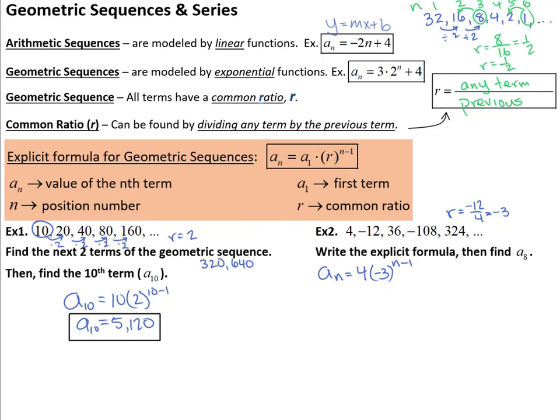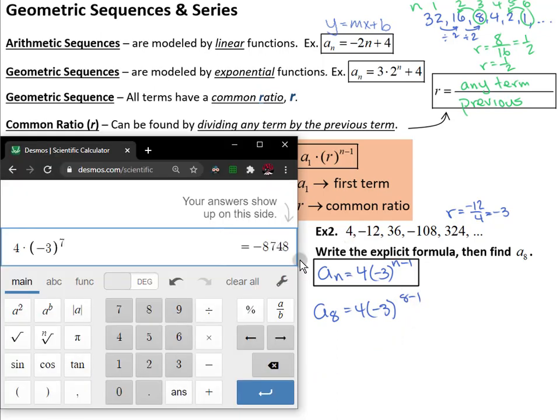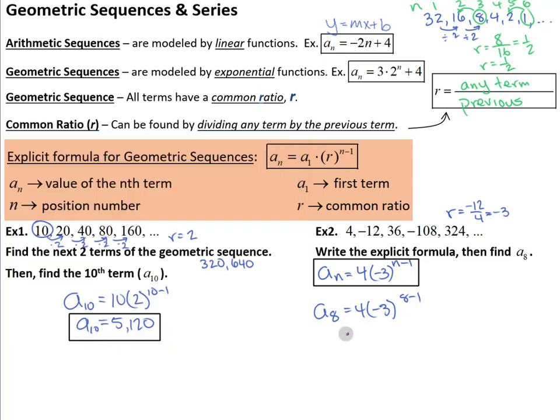So this is the explicit formula. Now we need to find the 8th term. So we just go back and plug in 8 into the formula. So the value of the 8th term is 4 times negative 3 to the 8 minus 1 power, or 7th power. Okay, again, make sure you have your r in parentheses here, especially when it's a negative value. If you multiply by negative 3 7 times and start with 4, we end up getting negative 8,748. Okay, so there is our 8th term.